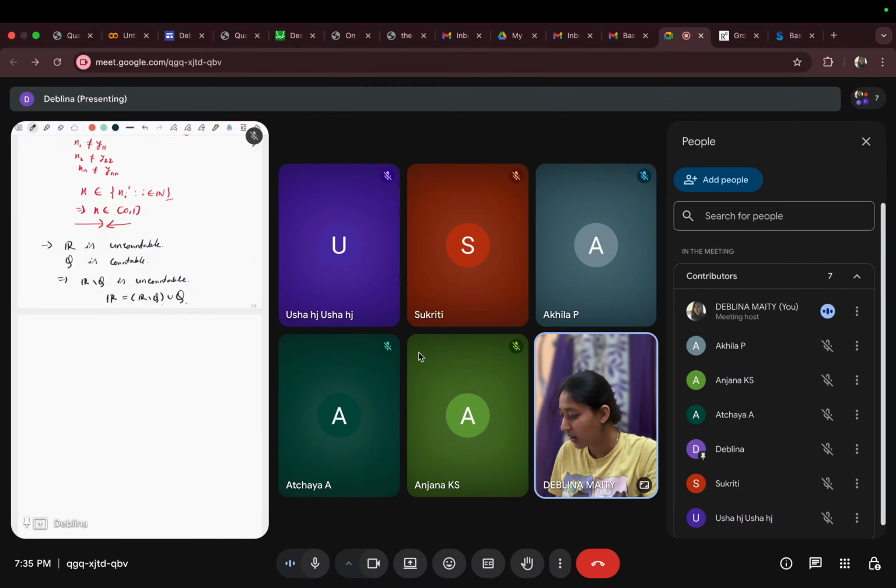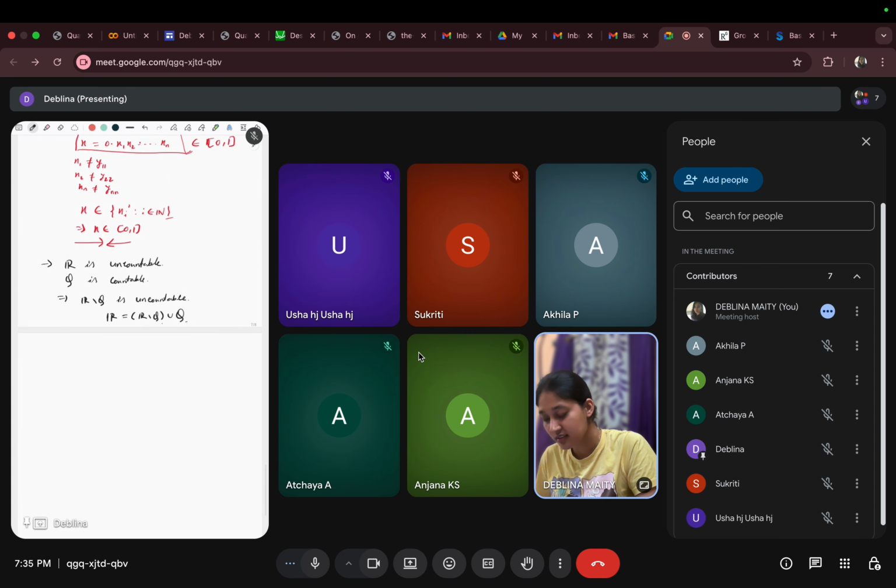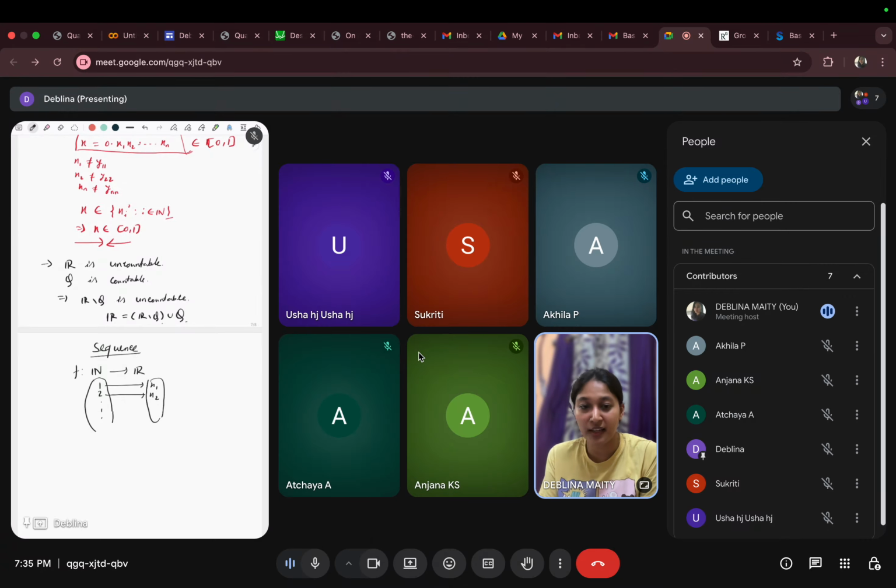So now let's talk about sequences. A sequence is a mapping from N to the real numbers. This means we have the natural numbers 1, 2, like this, and we are assigning 1 to some x1, 2 to some x2, like this. So this is a mapping from N to R.